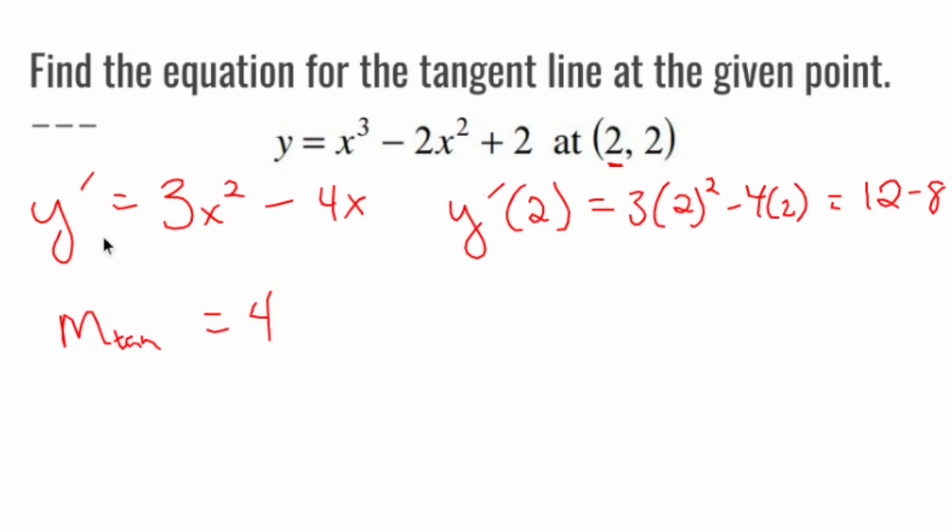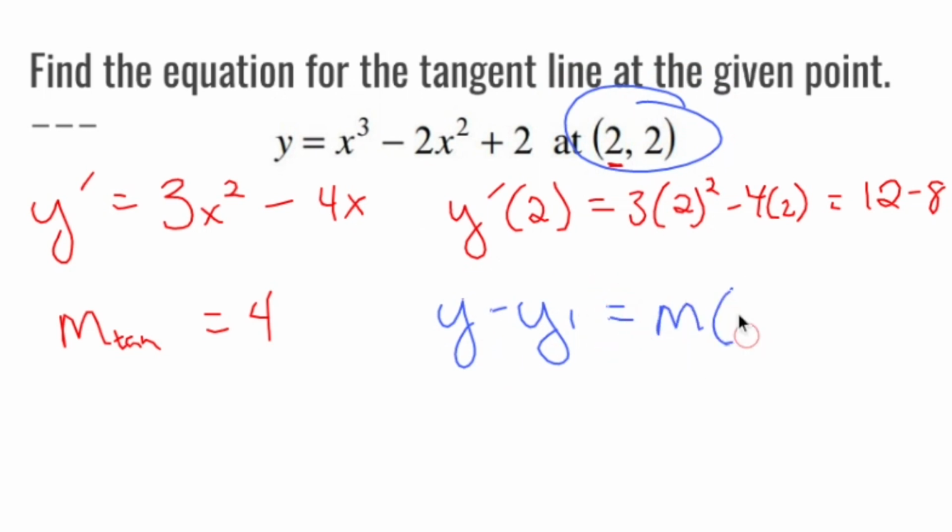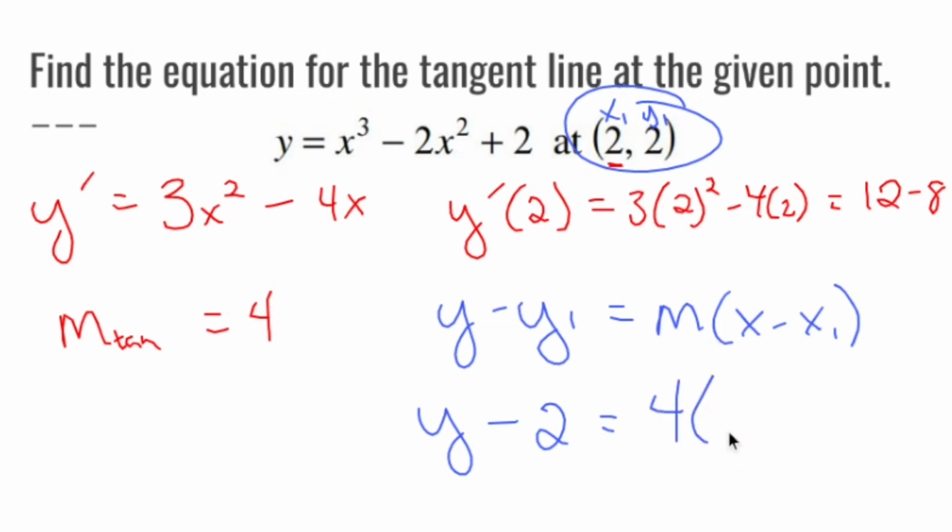What I'm going to do is I'm going to use point slope form to write out the equation of a line with a slope of 4. Why am I using point slope form and not like, slope intercept? Well, I have a point, and that point is 2, 2. So I'm going to write out y minus y sub 1 equals m times the quantity x minus x sub 1. This is the point that I'm going to use, x sub 1, y sub 1. My slope is 4, so I have y minus y sub 1, which is 2, equals 4 times the quantity x minus x sub 1, which is 2.